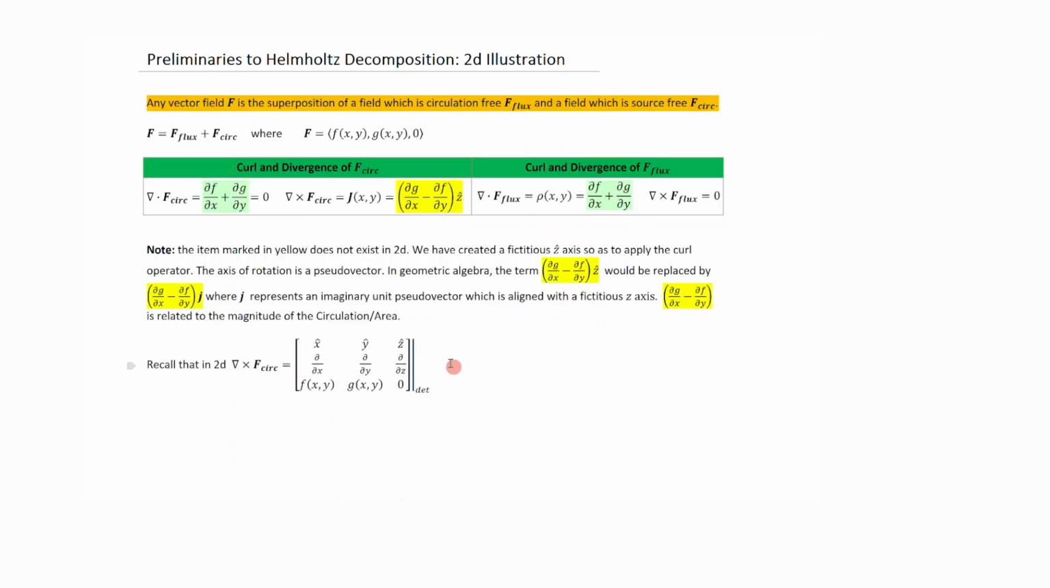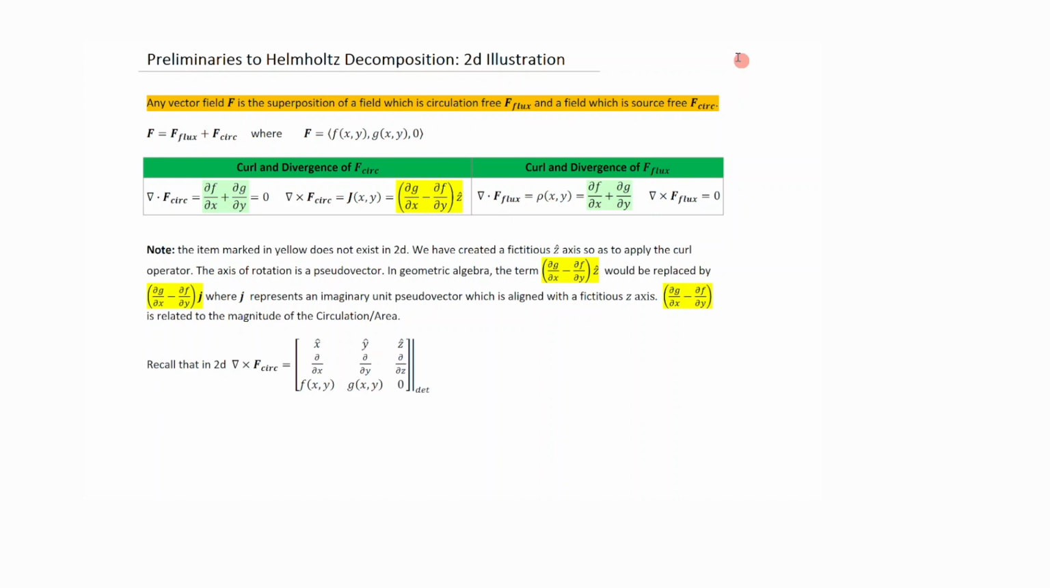Alright, so this is the preliminaries to the Helmholtz decomposition, and we're using a 2D illustration because this is something that we developed. It's much easier to work with this, to use it as a means of describing the 3D case.